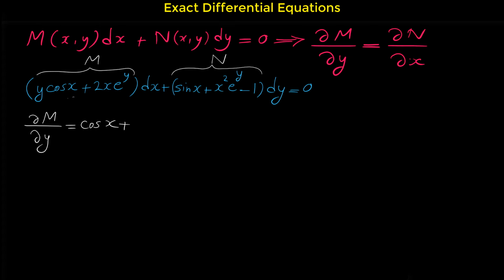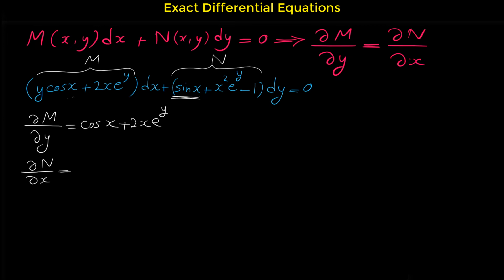plus, now we have to find the partial derivative of 2x times e to the y. Here 2x again is like a constant and we have to take the derivative of e to the y because we are taking the derivative with respect to y, and the derivative of e to the y is e to the y. So the partial derivative of M with respect to y is cosine of x plus 2x e to the y. Now we have to find the partial derivative of N with respect to x.